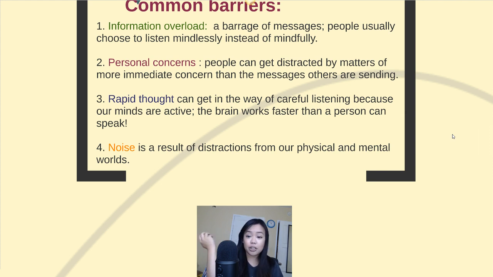And it's distractions, right? Distractions from our physical and our mental world. Either noise from our surrounding area. If something's too loud, it distracts you from listening to what's directly in front of you that you probably should be listening to. But we also have mental distractions.